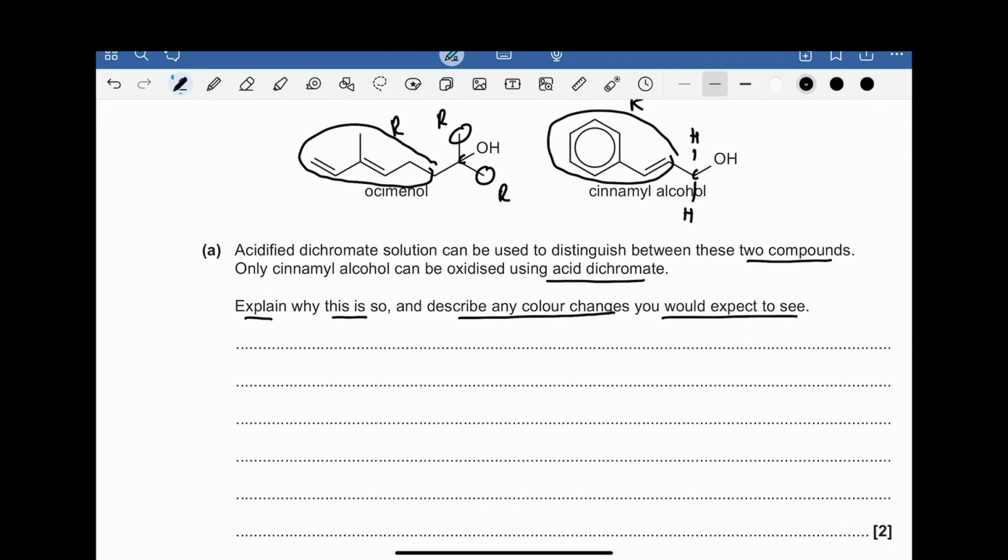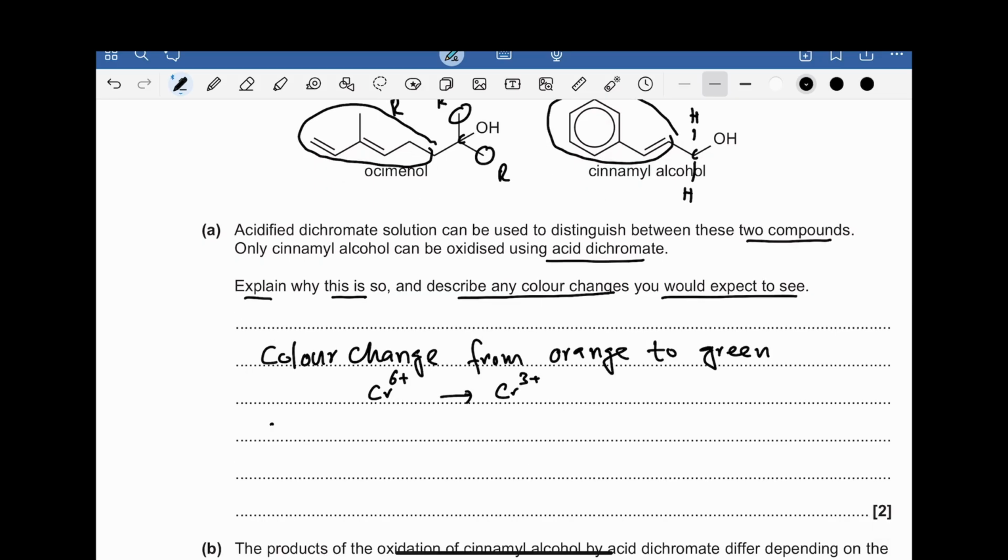So let's go back to the question. We can write down there will be a color change from orange to green, because chromium 6 plus will get reduced to chromium 3 plus. Cinnamyl alcohol is primary, hence oxidized.